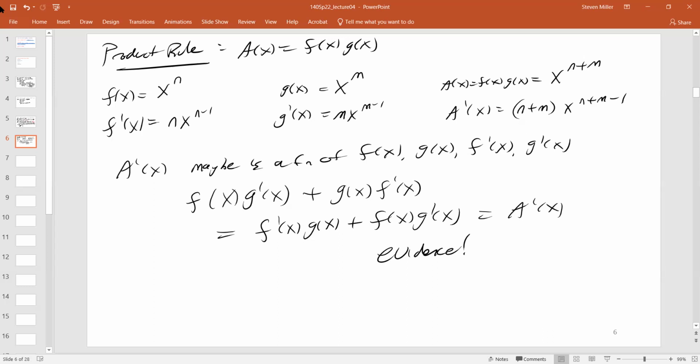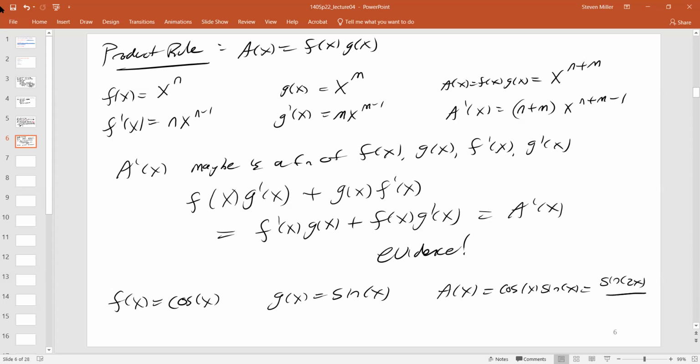If you want a more interesting example, you could do f of x is cosine x, g of x is sine of x, and then a of x is cosine x, sine of x, which is the sine of 2x over 2, if you remember your trig identities. So you could actually use that, and I'll make this extra credit. You can use this and show that this is even more support for the product rule. It doesn't prove that the product rule is the case, but it provides you more support and more confidence that it's right. Any questions about this? So this is experimental science. We take some simple cases, we explore them and see what we can get from it.